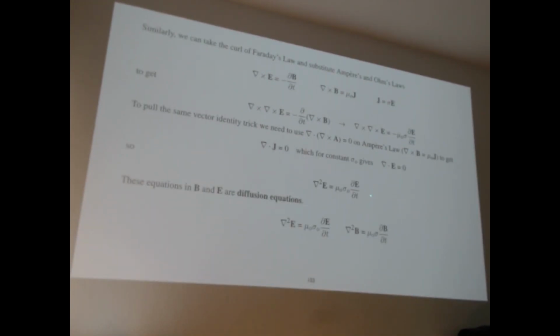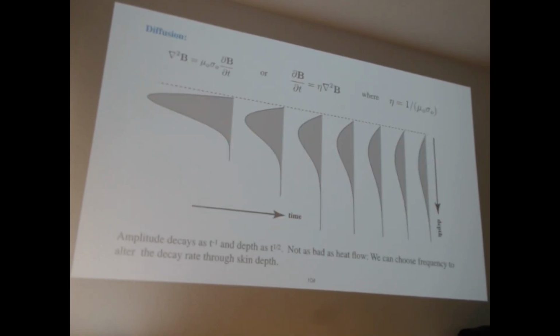And so now I've got the same equation in E as I had in B. Right? So these are the two diffusion equations describing electromagnetism. Why do we do this? Because Ampere's law and Faraday's law relate E and B, but now I've got equations that have only E or only B, and they describe electromagnetic diffusion. And here's what that looks like. If I've got a pulse of magnetic field propagating with time in the Earth, it diffuses down just like heat flow.